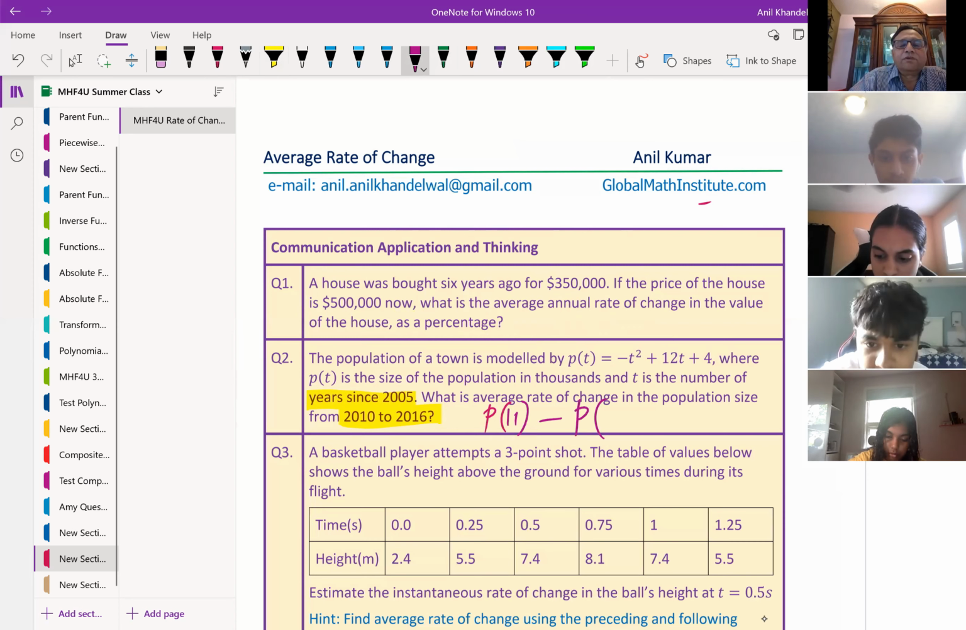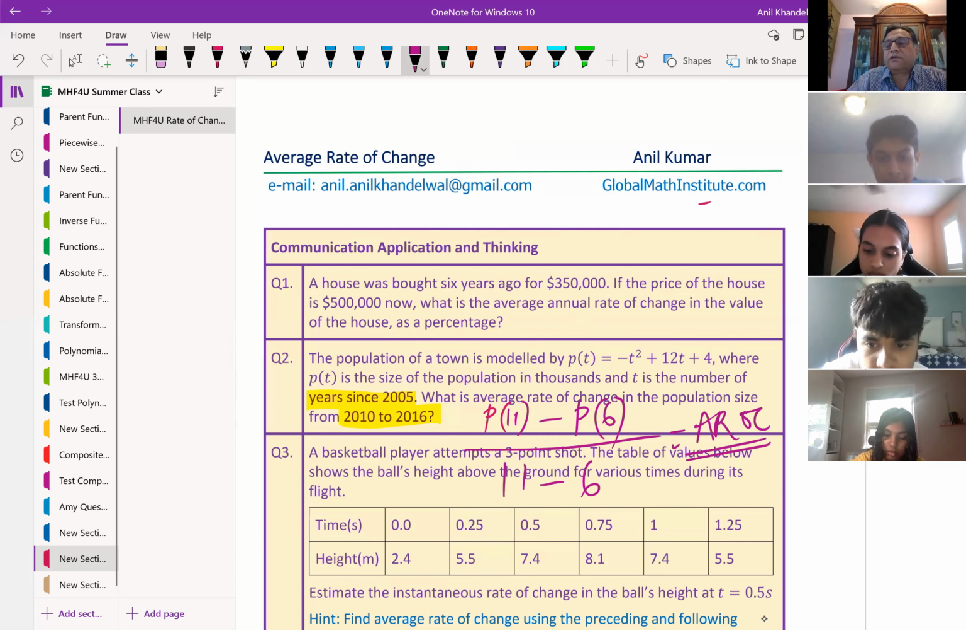Go from there. So when you do this, do you understand? You will plug in 11 because it is since 2005. You're not going to plug in 2010 or 11. It is since then. And then you'll divide by 11 minus 6, and you'll get an answer. Let's call this the average rate of change.